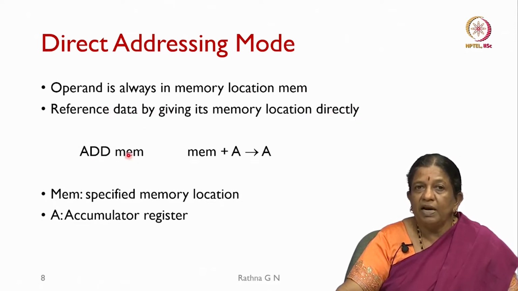So, we are giving the address of it, and whatever value is stored in it, that is MEM, is going to be added to our accumulator and the result is in the accumulator. This is the specified memory location MEM.